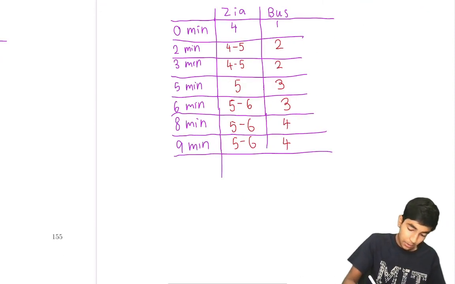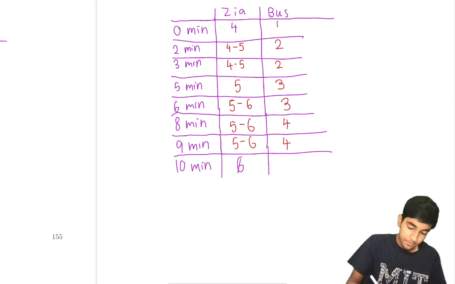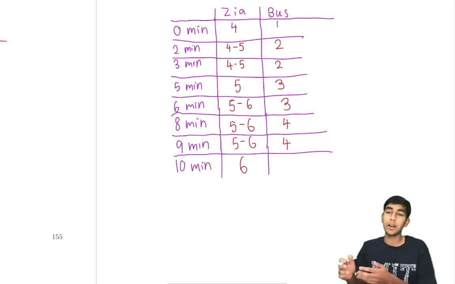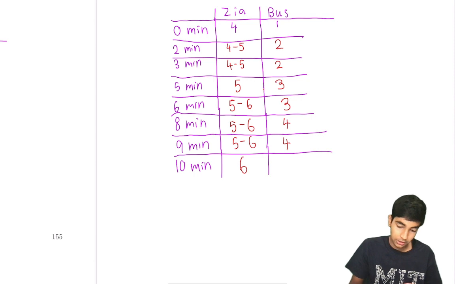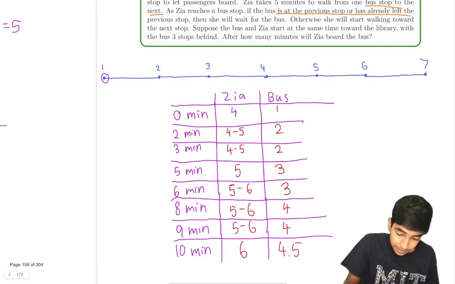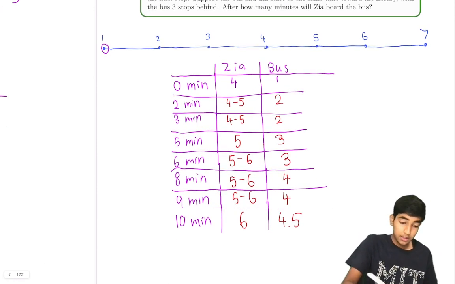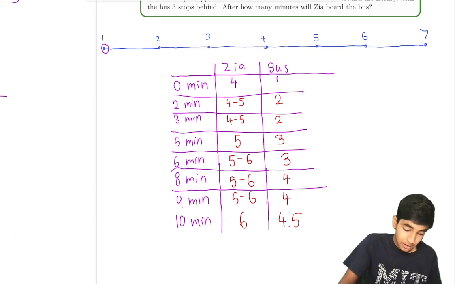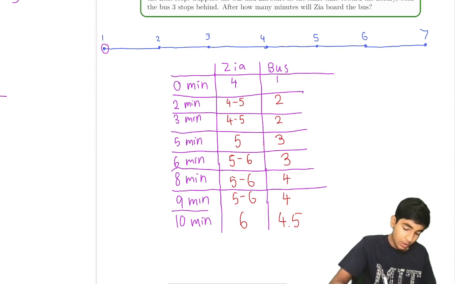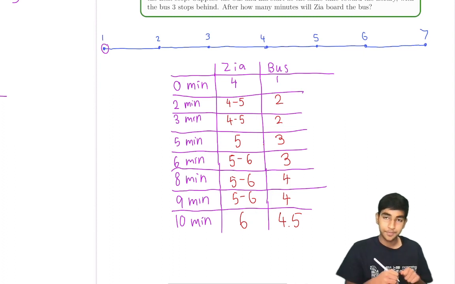And then after 10 minutes, like we were discussing earlier, Zia will have finally reached stop 6, and the bus will be halfway there between stops 4 and 5, right? The journey takes 2 minutes, so stop 4.5. Now, is the bus at the previous stop or already left the previous stop from Zia? No. Because Zia is at stop 6, and the bus is more than a stop away at stop 4.5, in between stops 4 and 5. So Zia will not wait and continue the journey.